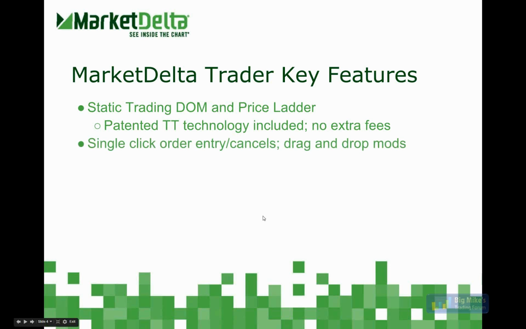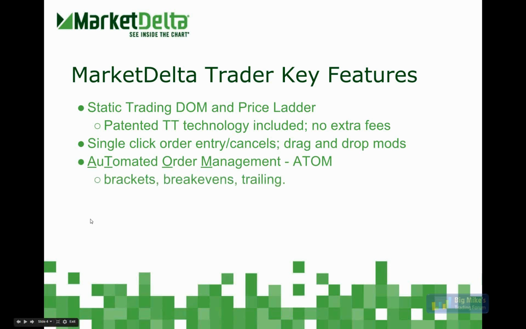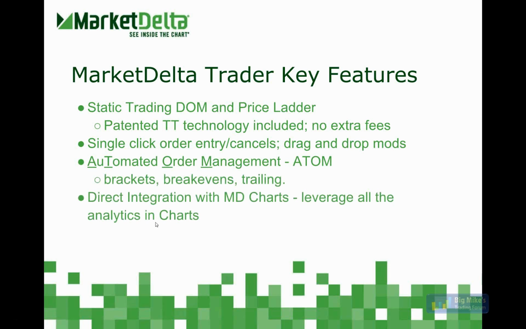Single-click order entry. So you'll see how easy it is to initiate an order, how easy it is to cancel an order, and how easy it is to modify an order. Automated order management, or ATOM as we refer to it. That's the bracket, break-even, and trailing stops. We'll see an example of that. I doubt we're going to get to see one actually really work that much because of the quietness of the markets. But we will see how easy it is to build them. That's the key thing. Sometimes these strategies can be a real hassle to build. With MarketDelta, we've tried to be very deliberate about how easy it is to build and implement these bracket orders, and I'll show you that in just a moment.